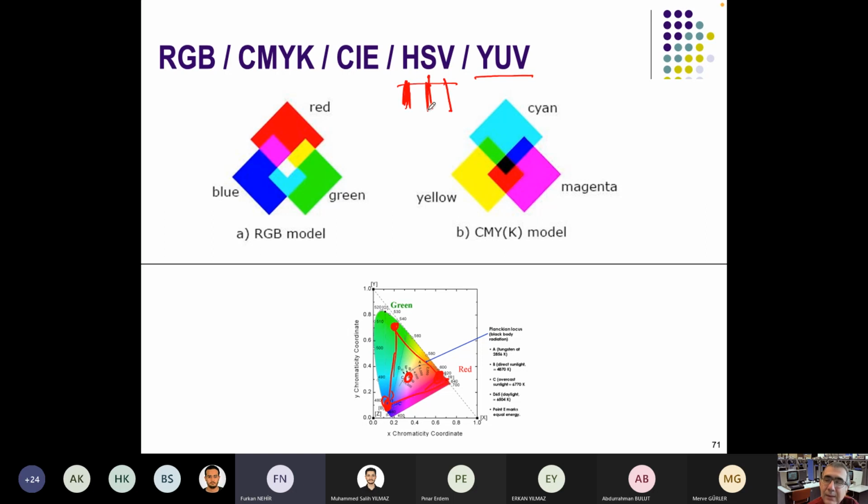Saturation is how pure it is, and value is the brightness. So it is easier to find the color that you are looking for as you are playing with the colors and making designs, graphic design. YUV is more into broadcasting technology. It is better for analog type displays, and that's how it emerged.